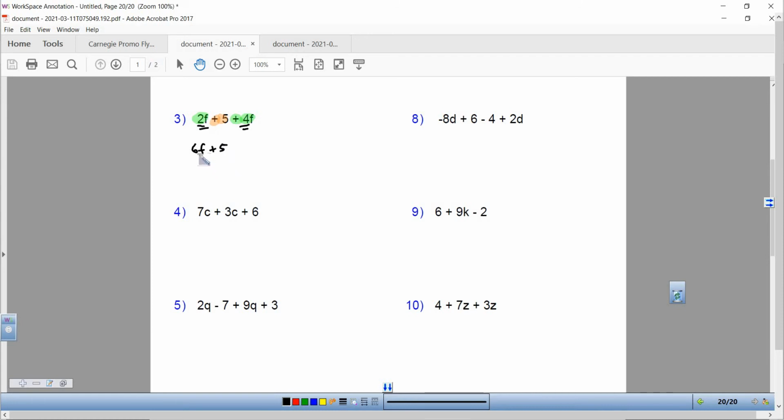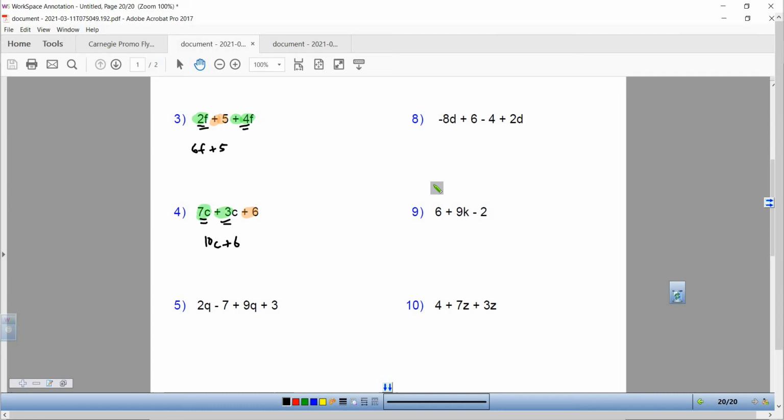You may be tempted to put those together and say maybe 11f, but this one doesn't have an f. If you think of f as things you can actually pick up, I have 6f's plus 5 of something else. I can't put them together. What about this one right below it? I've got 7c being added to 3c, and then this by itself over here, plus 6. Well, 7c's plus 3c's gives me 10c plus 6. And again, I cannot put those together because they are not like terms.